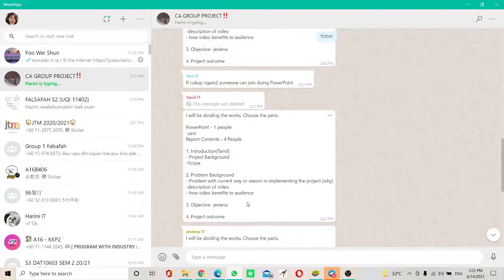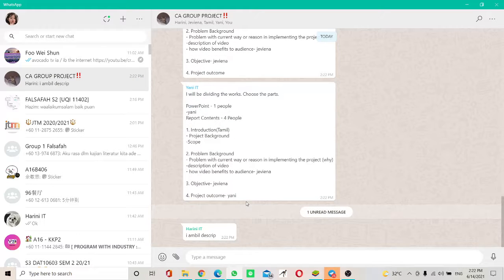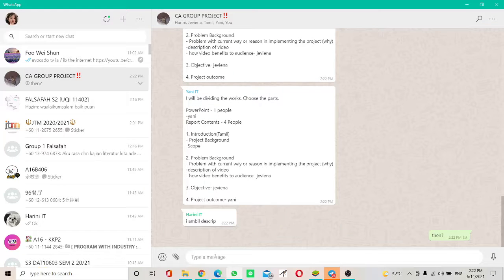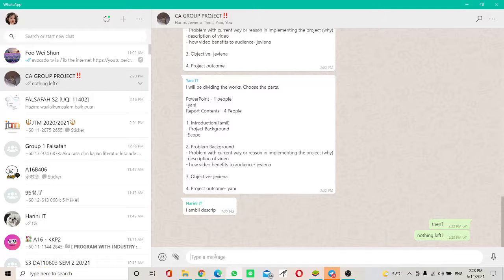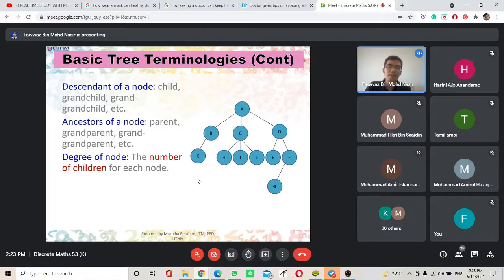Kemudian the degree of the node is the number of children for each node. Jadi kita tengok dia punya number of children. So degree of node A adalah 3 sebab dia ada 3 children. Degree of node B adalah 1. Degree of node K adalah 0 sebab dia tak ada children kan. Degree of node C is 3 because it has 3 children. Degree of node D is 2. So untuk degree of the node, just count how many children the node has.